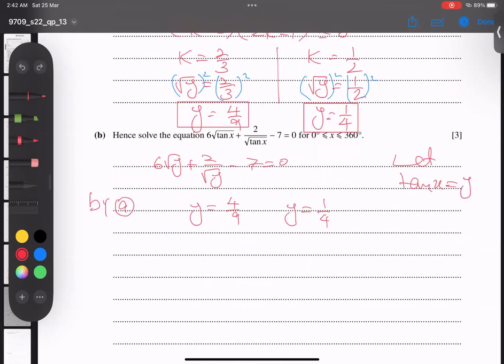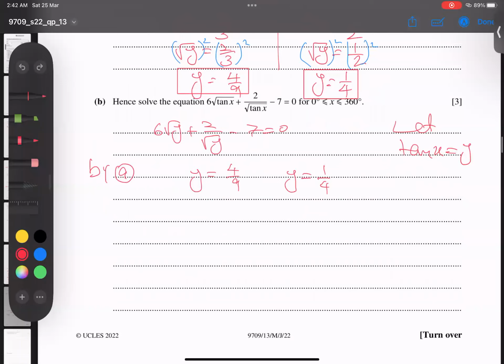So after that, what to do? So I got both values, and I will plug them in there one by one. So tan x is equal to 4 over 9 and tan x equals 1 over 4. And we have to get the answer for 0 to 360 degrees. So I will make a cross, and you know it very well. Whenever we make a cross, tan is positive, and luckily both signs are positive.